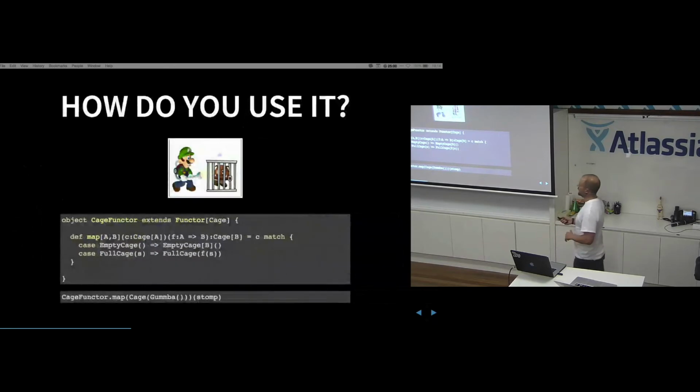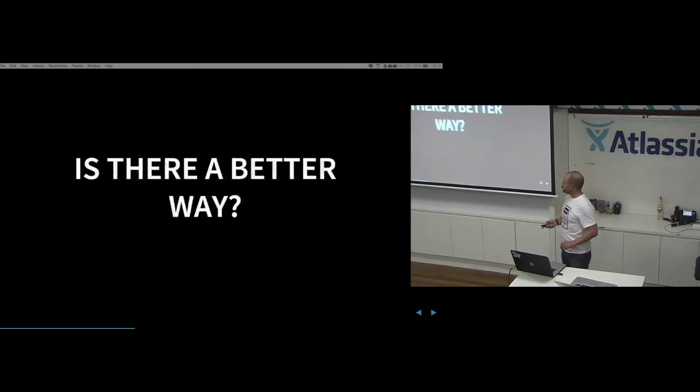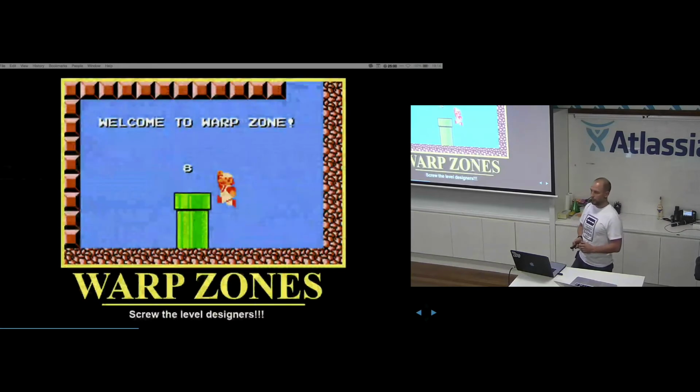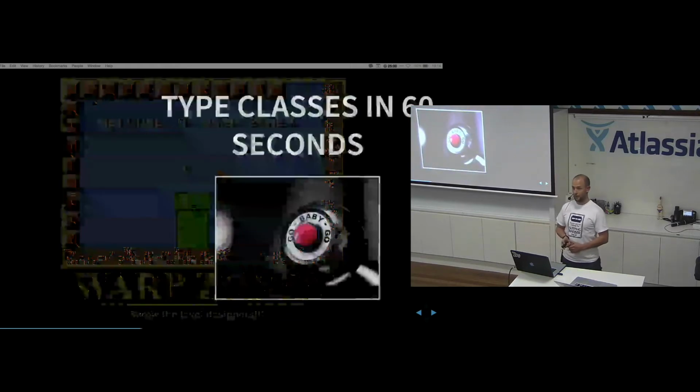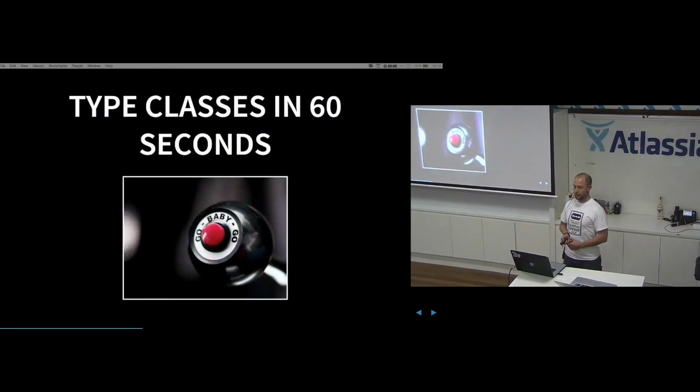So how do you use it? You create an object which extends Functor, you implement the map function in the same way as we had before, and then you can use this cageFunctor.map method to operate on the Goomba and stomp. There is a better way, but to use the better way, we have to understand a little bit about type classes. So if you bear with me for a second, I'll give you a quick overview of type classes, in about 60 seconds, but it could be a little bit hard.